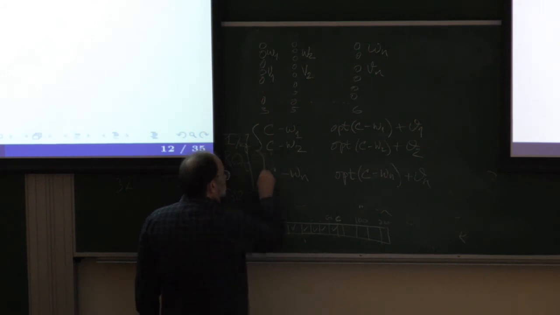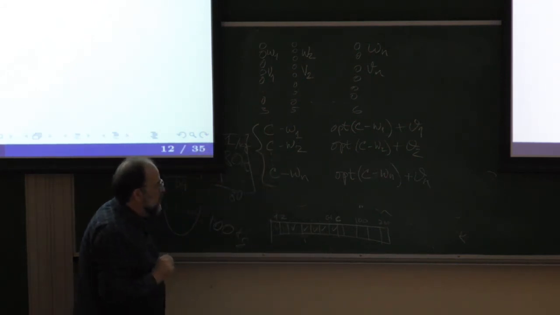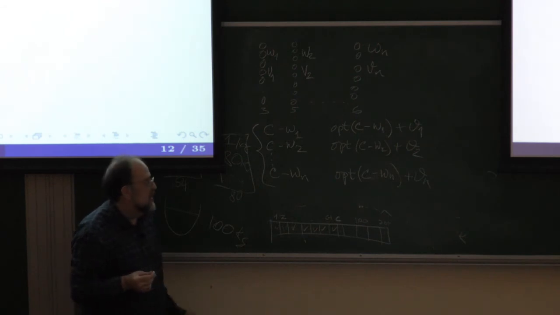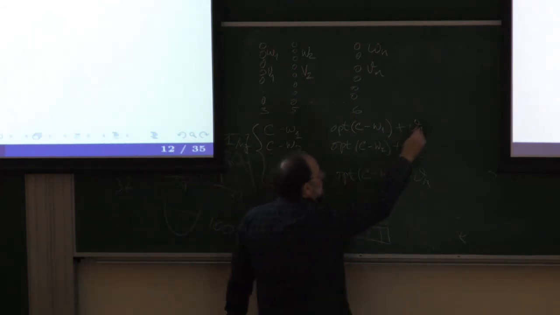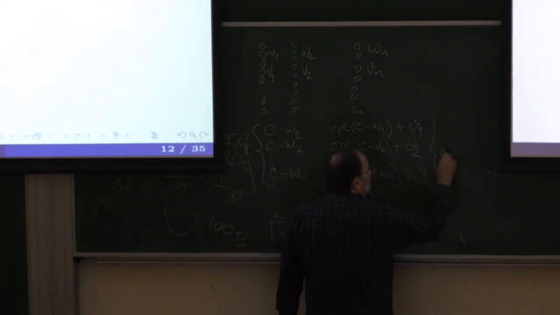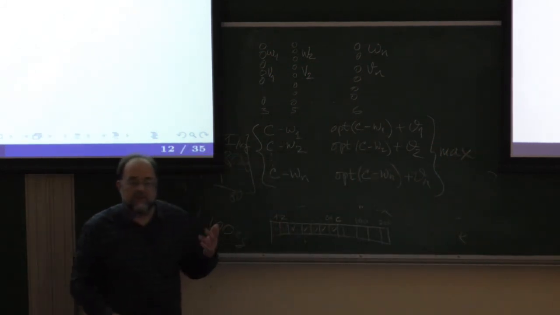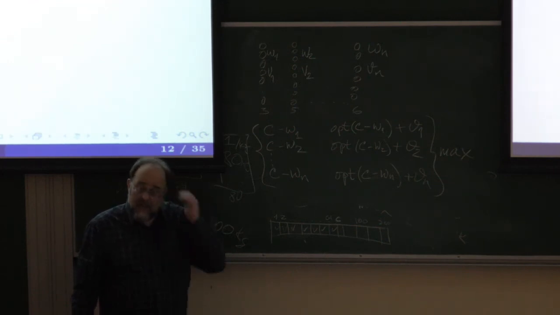And then from this set, what do I take? Among all these options, which one do I take? The largest. So take the max of these, and this will be the optimal solution for the capacity C. Why am I guaranteed that this is indeed the optimal solution for capacity C?